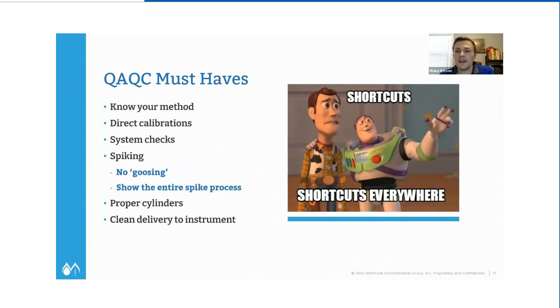If they take several minutes, you either have flow issues or a whole slew of other problems going on. And one of the most critical pieces of QAQC in the FTIR world is spiking. Like I said, we won't get into the details of exactly what to do, but what we see a lot in the field is what we constitute as goosing. And quite frankly, it's completely the wrong way to do this. And a lot of regulators are getting sharper with this and seeing this.